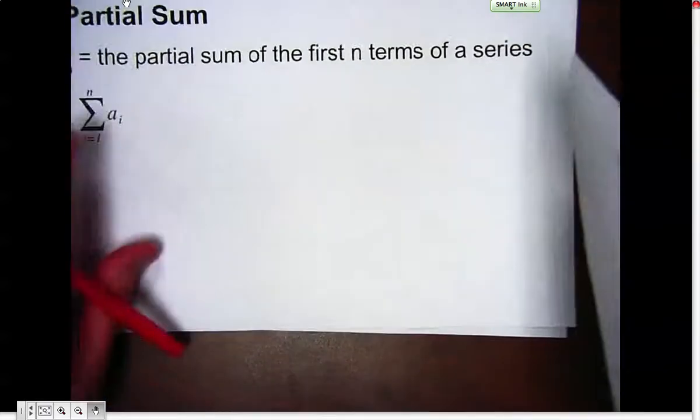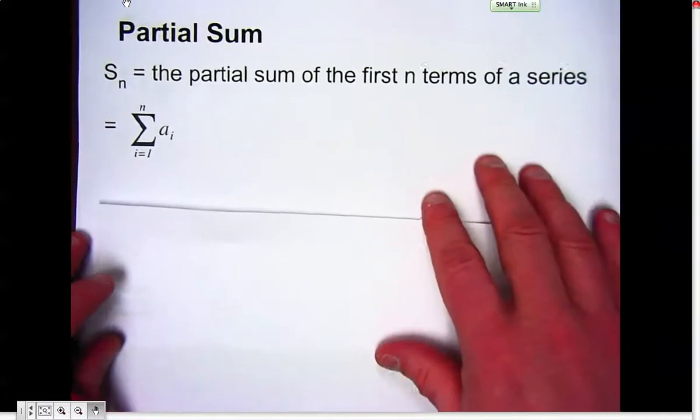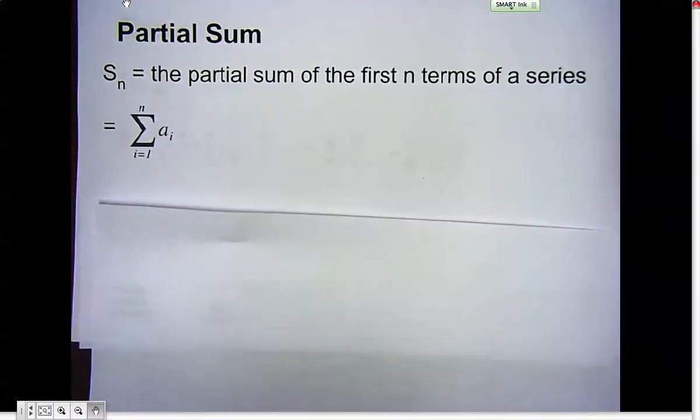Last thing is just another definition. Sometimes we use this notation, capital S sub n, and that stands for the partial sum of the first n terms of a series.